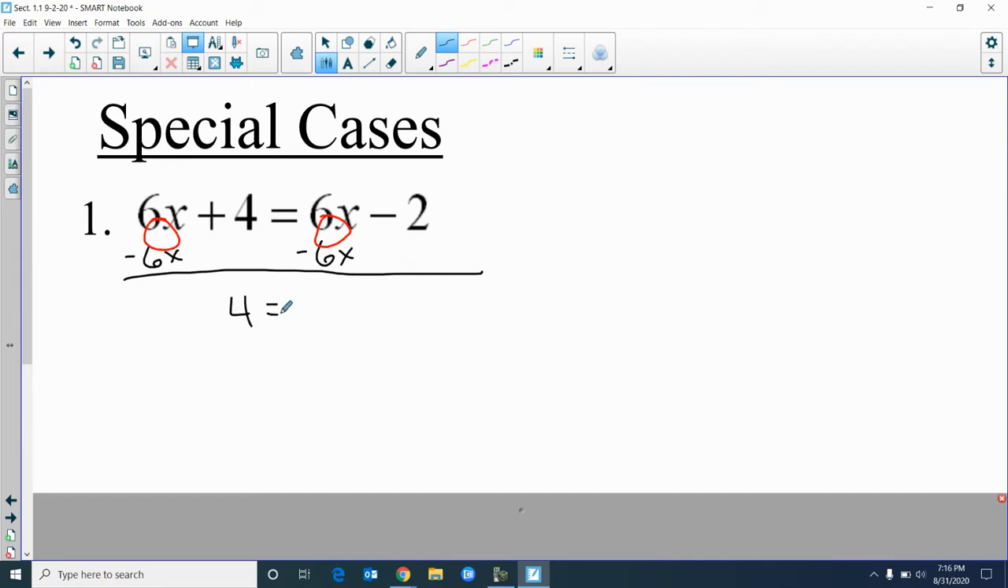And that leaves you 4 equals -2. Remember, there's not going to be an x left, so don't just make it a 1x. All right, at this point here, you are done. 4 equals -2. That is not true, and this is a case where it will be no solution. Since this is a false statement, that's going to give you no solution.